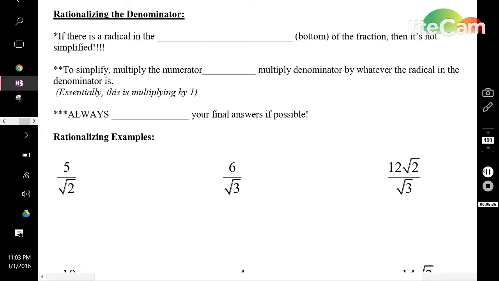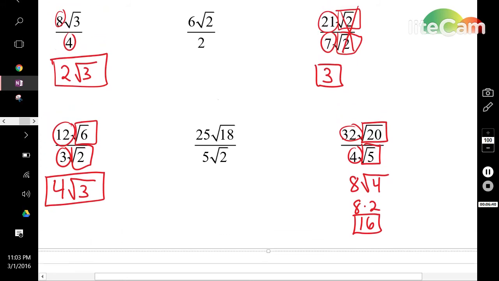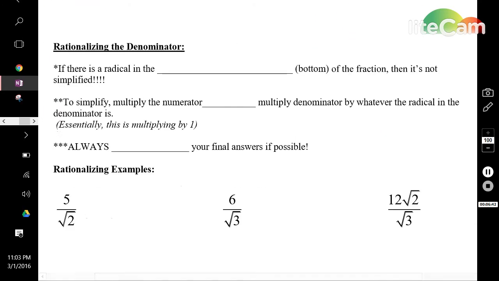So we just finished up our first objective for today, multiplying and dividing radicals. And now we're going to move on to our second objective, called rationalizing the denominator. Rationalizing the denominator means taking the denominator and making it rational. When you have a square root of a number that's not a perfect square, it is an irrational number. So in order to change it to a rational number, we need to get rid of the square root in the denominator, or the radical.